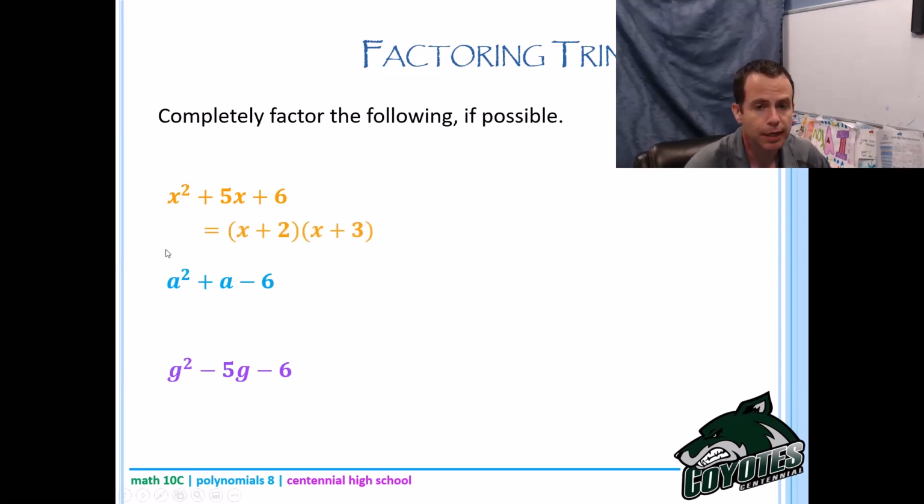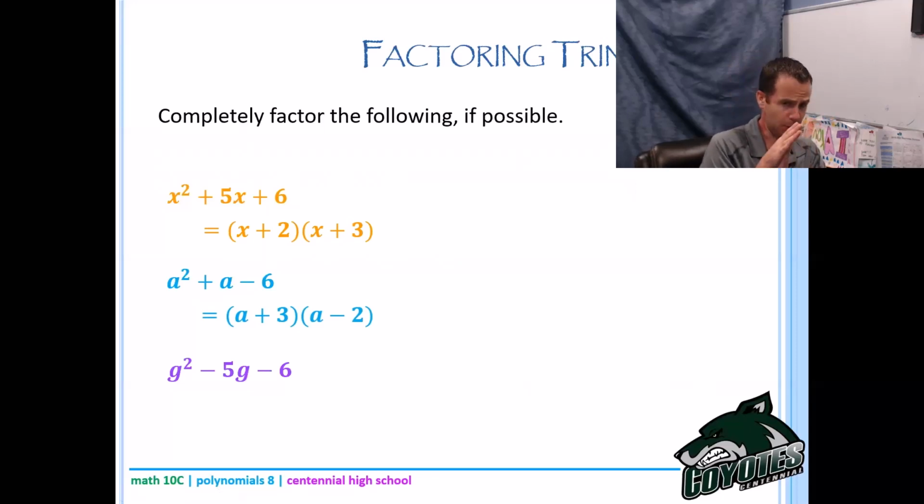Okay, for the blue guy here, I'm looking for two numbers that multiply together to give me -6 and add together to give me 1. This is shortcuttable because the coefficient on the a squared term is a 1. So two numbers that multiply together to give me -6 and add together to give me +1 would be +3 and -2. So I can go straight to my answer and I'd have (a + 3)(a − 2).